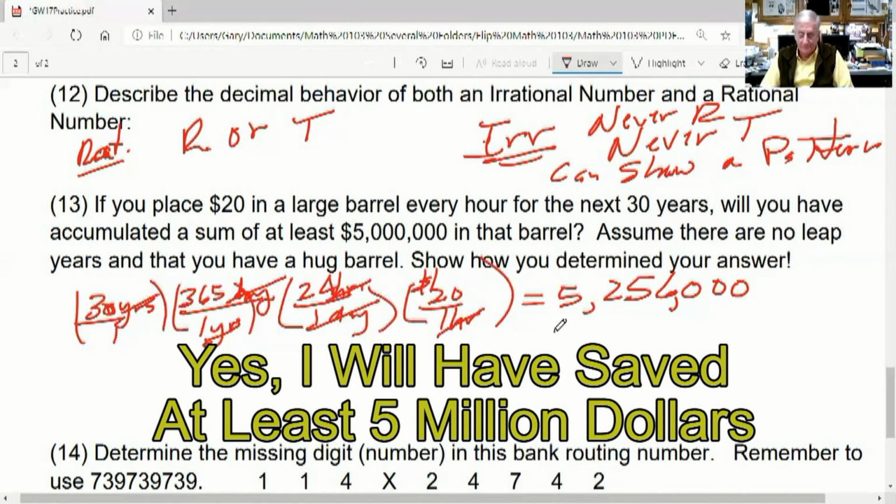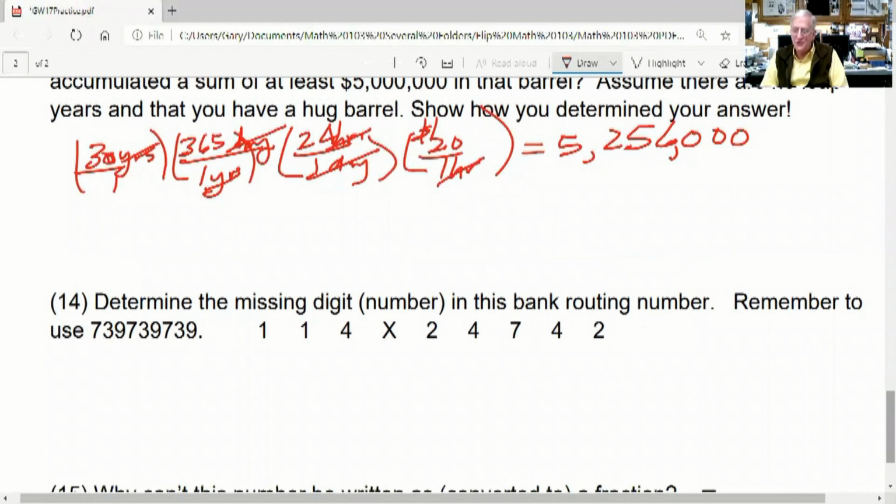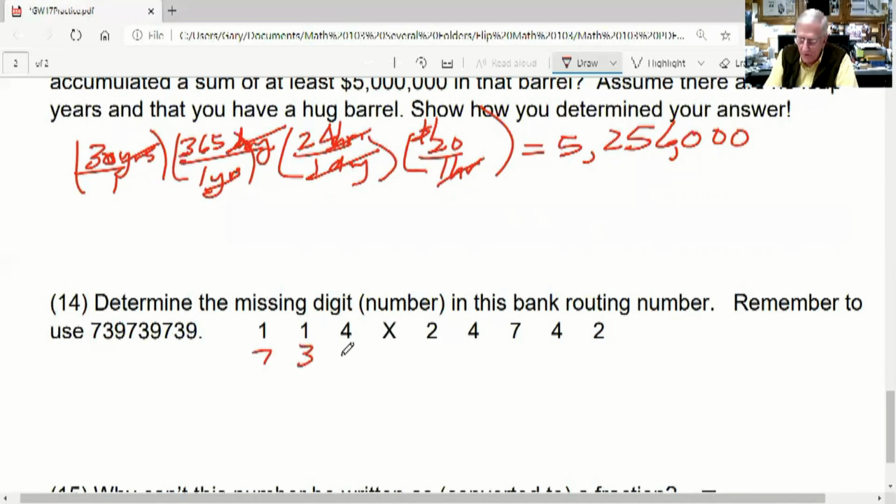So we're good. Last but not least, the last question on here: can this particular number be shown to be a bank routing number? In other words, can we find a value for X that will allow us to have this as a bank routing number? Okay, so let's see. We multiply by 739, 739, 739.